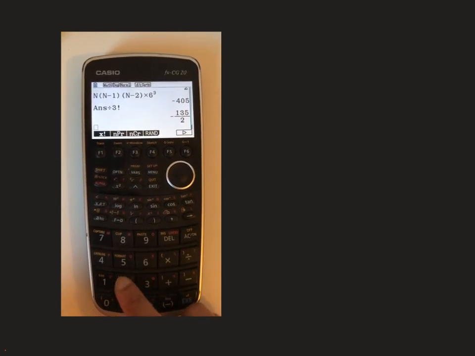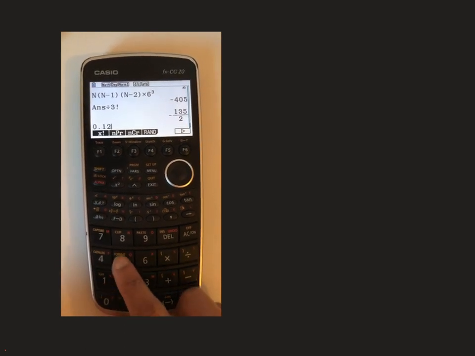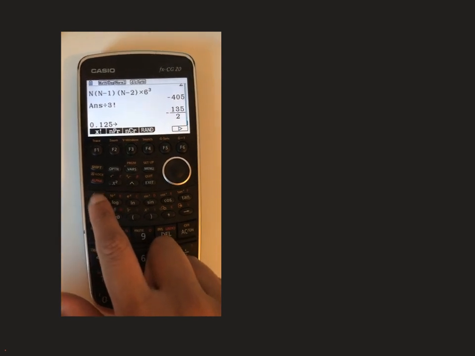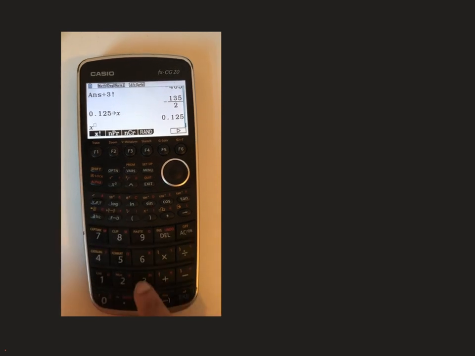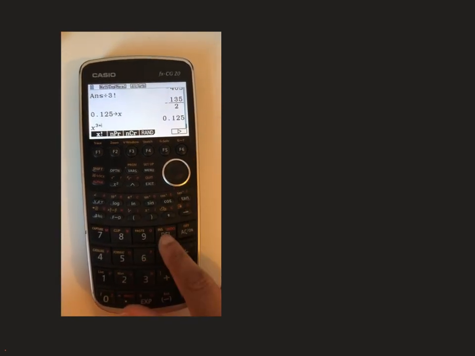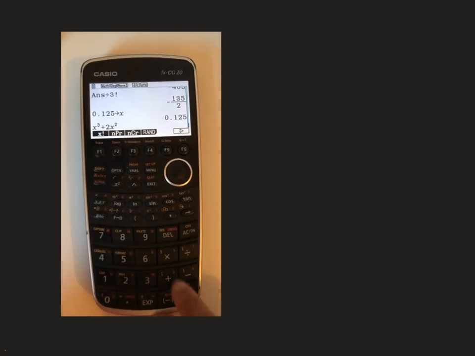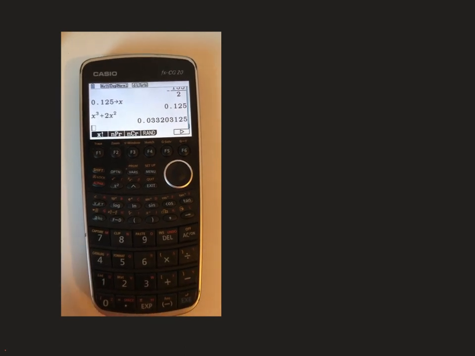Another good way of storing a number is, for instance, let's say we had to input 0.125, arrow, just press this X button here. And then every time you want to do a calculation, let's see, x cubed plus 2x squared, it's much easier to do that with the value stored as x than having to retype 0.125 each time.